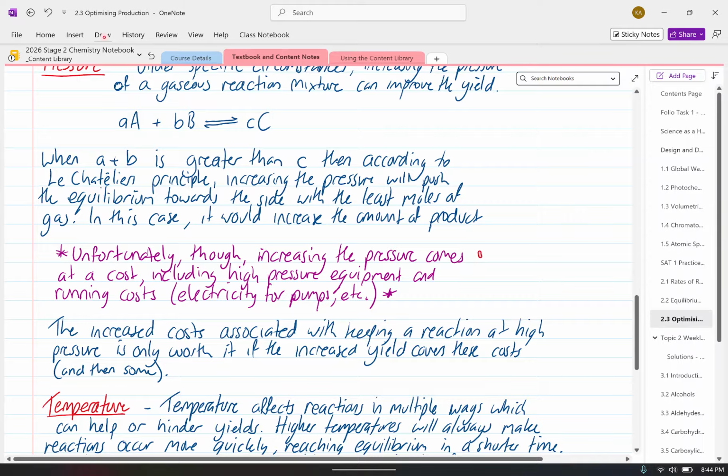Now, each of these things are going to cost some money, and if you were doing this process as a chemist, you would need to consider the increased costs involved with getting your reaction pressures high and work out if that's going to be worth it or not. Sometimes it will, sometimes it won't. Sometimes you can increase the pressure, it'll cost a bit more to do, but you get a lot more of your product out. Other times you may get barely any extra product out, so it's not worth it to increase the pressure.